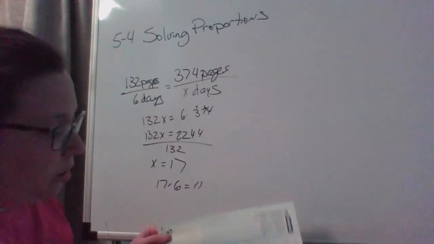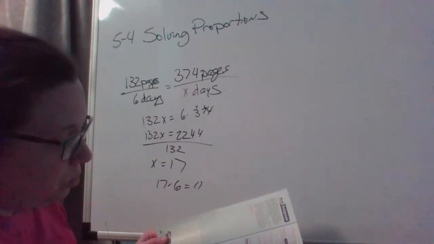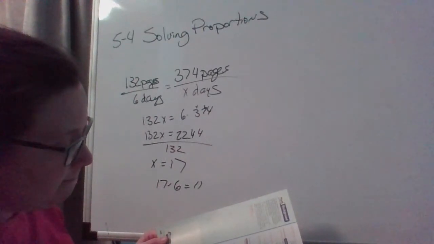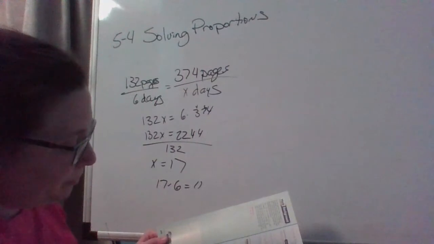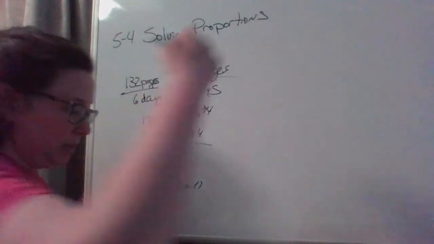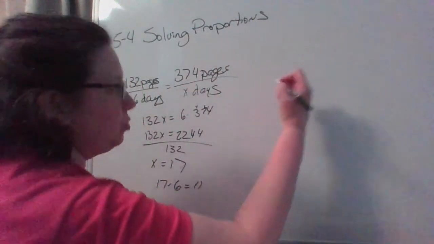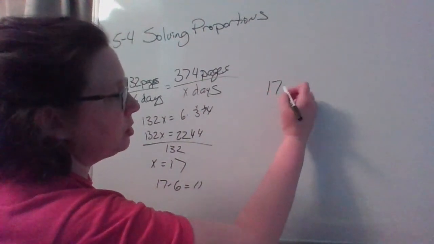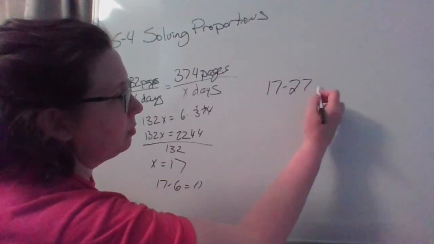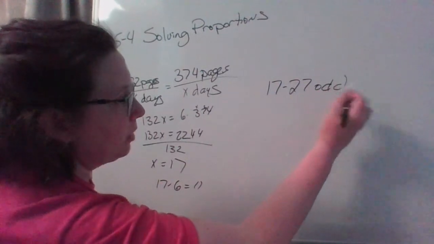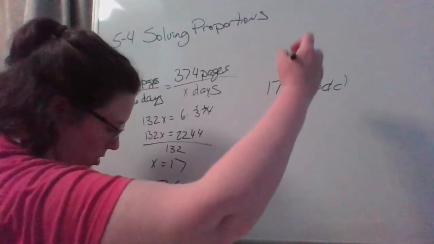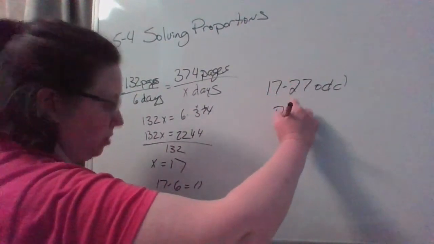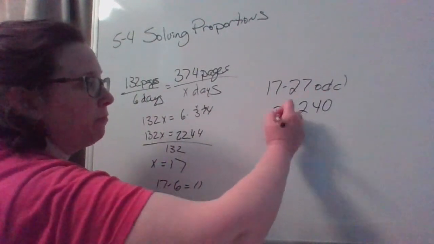Alright, so what I want you guys to do here is 17 to 27, just the odds. 17 to 27 odd, and this is page 240.